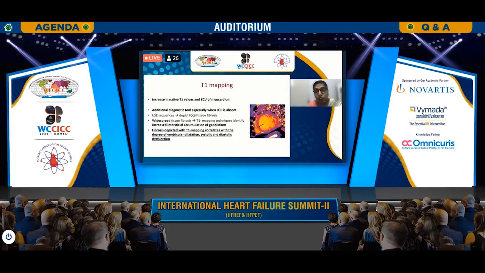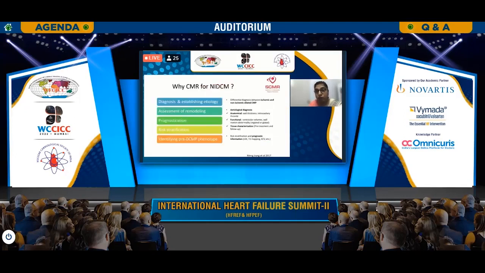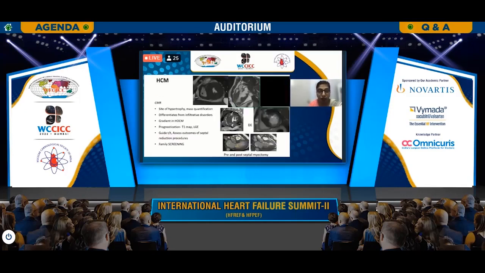T1 mapping is especially useful when you have diffuse fibrosis. LG is very good for picking up focal fibrosis, but fibrosis depicted by T1 map correlates with the ventricular dilatation and the dysfunction. In patients with DCM in whom sometimes there may be diffuse fibrosis, it is the investigation of choice for picking up fibrosis because LGE may be negative in these patients.